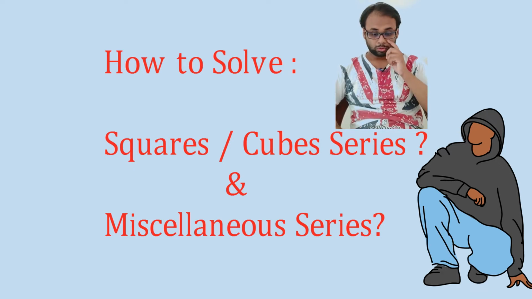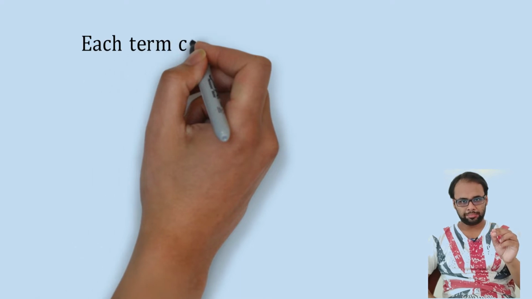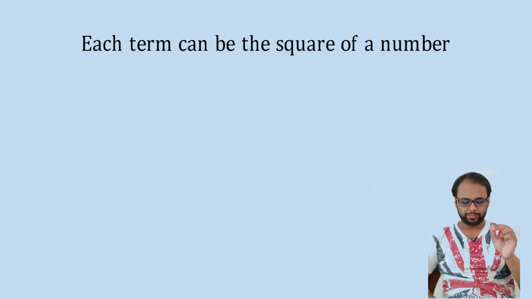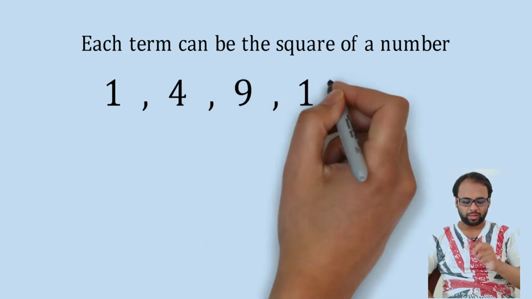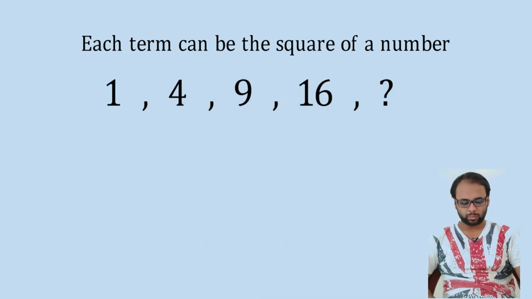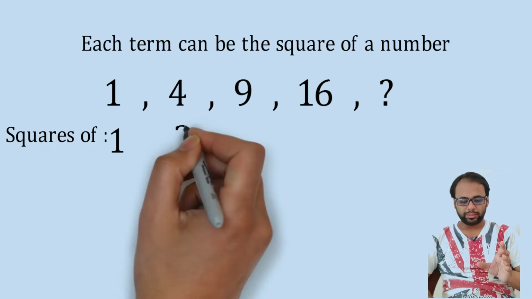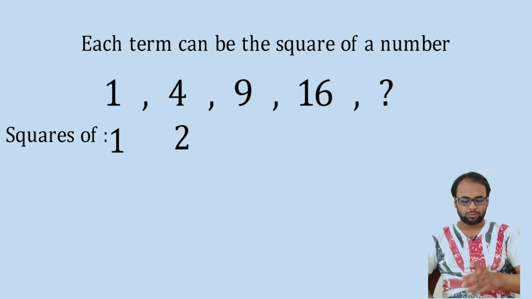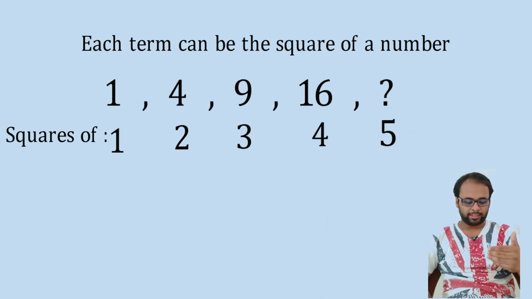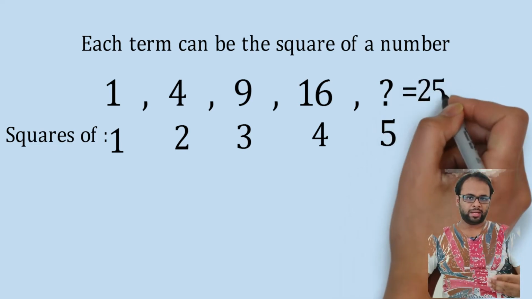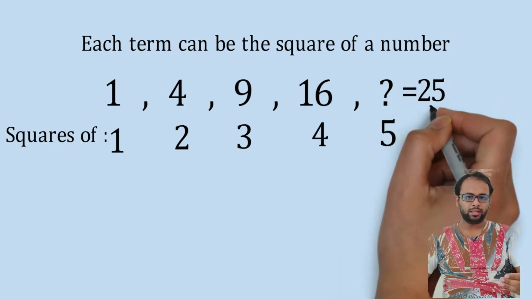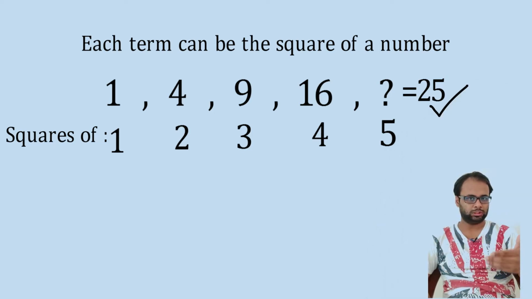So what is a square series? Each term can be the square of a number. Like you are given a series 1, 4, 9, 16 and question mark. So we have to fill the next term in this series. If we see, each term is actually the square of a number. 1 is the square of 1, 4 is the square of 2, 9 is the square of 3, 16 is the square of 4, and similarly next will be the square of 5. So it will be filled with 25. That is the way how you solve the square series.